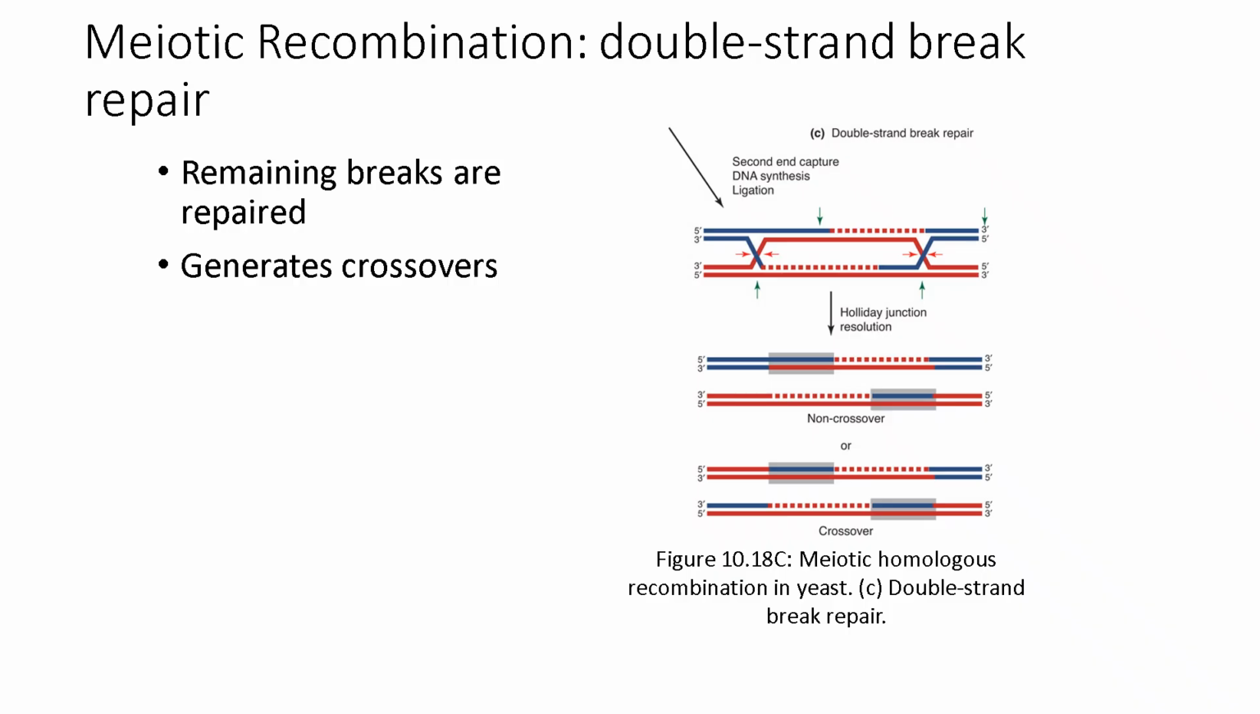Crossovers are critical during meiosis because they physically link homologous chromosomes, ensuring their proper alignment and segregation during the first meiotic division. These events not only maintain genome integrity, but also promote genetic diversity in the next generation.